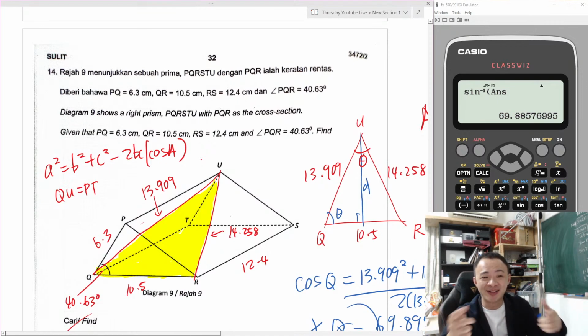I think the Selangor paper is easier than the other states. Some students actually find the Selangor paper easier.